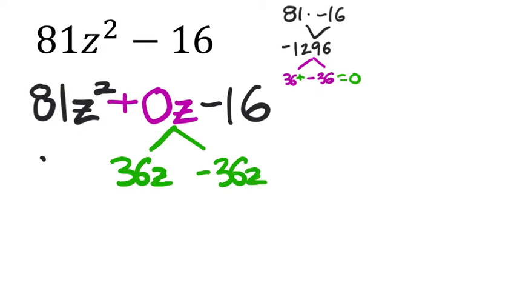And we just got the rest of this, right? 81z squared, that's a positive 36z, and then the minus 16 right there, okay?